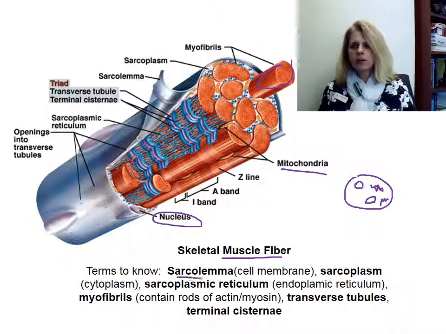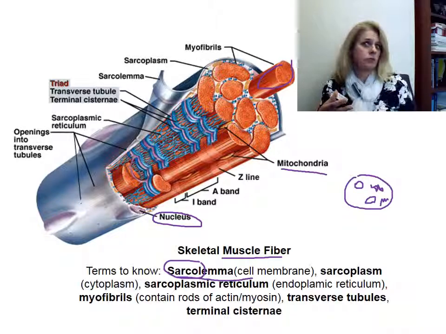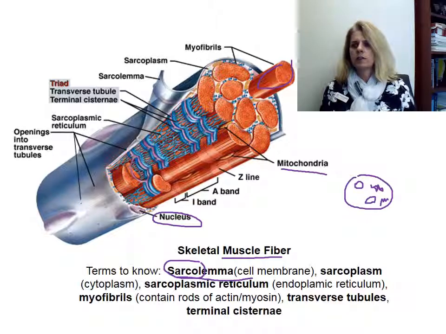We have the sarcolemma, which is what we call the cell membrane of a muscle cell. Sarco is another word, like myo, that means muscle. Sarco also has to do with muscle, so if you see the word sarco, it's always going to be in relation to something muscle. You have a sarcoplasm, so instead of calling it the cytoplasm of the muscle cell, you call it the sarcoplasm. Instead of saying endoplasmic reticulum, you say sarcoplasmic reticulum.